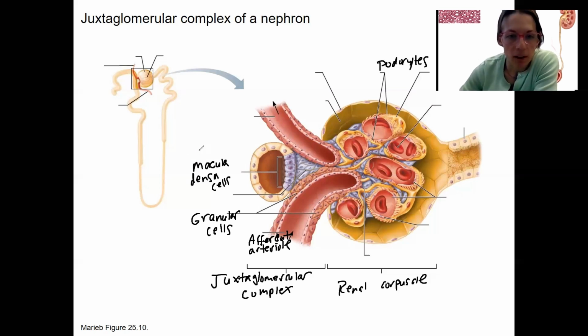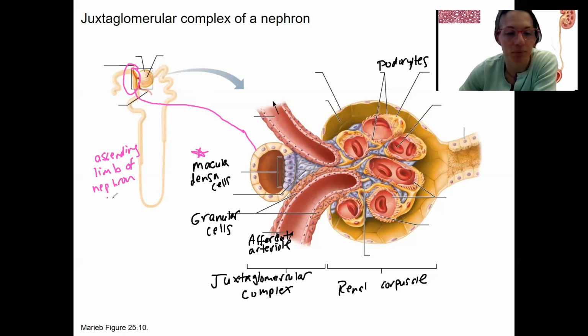So, two cell types are the focus here. Macula densa, these cells are in contact with the glomerulus, but also with what else? This thing right here is the ascending limb of the nephron loop. I'm gonna label that, I'll keep it this color. Right here. I'm gonna write it here. Why is this important? Well, it's a place where we want to monitor what's in the filtrate.